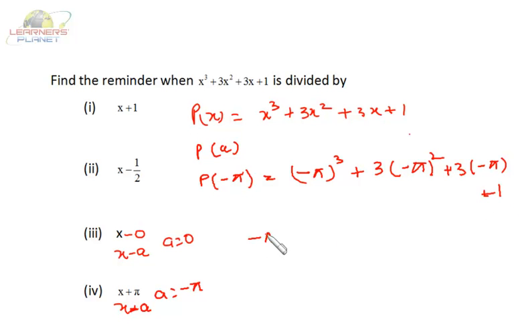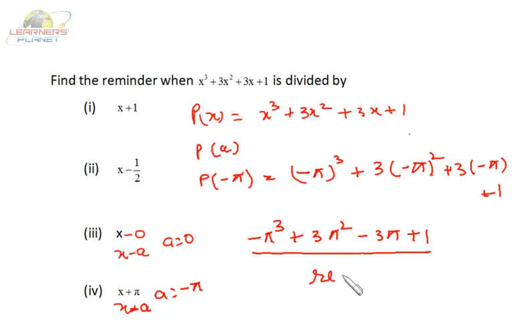So it's minus pi cube plus 3 pi square minus 3 pi plus 1. If I divide x cube plus 3x square plus 3x plus 1 by x plus pi, I'll get this expression as the remainder. So how easy the remainder theorem is. Let's take one or two more examples.